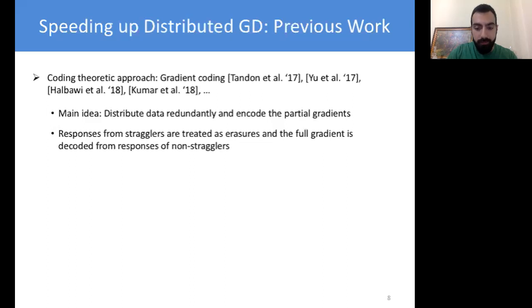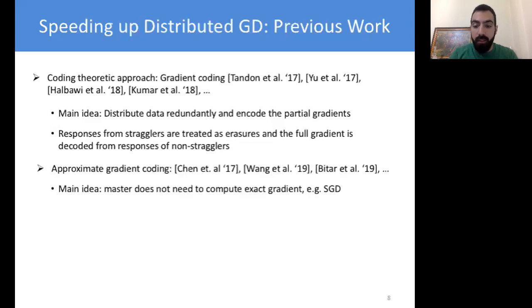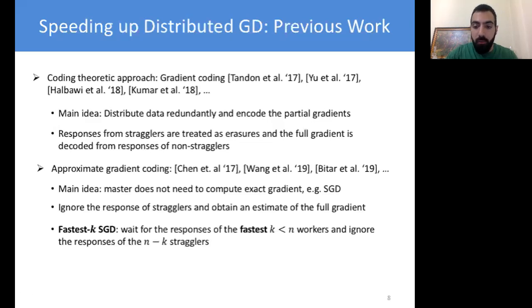Another line of work in the literature proposed ignoring the responses of the stragglers and obtaining an estimate of the gradient rather than the full gradient, which is essentially what we do in single-node stochastic gradient descent. One simple way to implement this is to partition the data and distribute it to the workers with no redundancy, and then at each iteration, the master waits for the responses of the fastest k out of the n workers and ignores the responses of the remaining n minus k stragglers. We call this approach fastest k SGD.